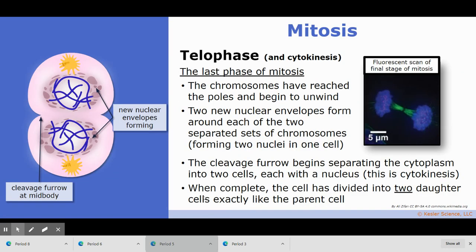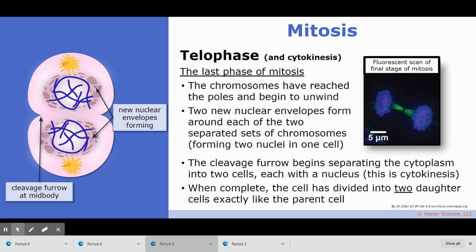Now we move on to telophase and cytokinesis. This is the last phase of mitosis. The chromosomes have reached the poles and begin to unwind. The two nuclear envelopes now are starting to form around where the separated chromosomes are. So you'll end up seeing two new nuclei forming. There's a cleavage furrow. That's just the indentation in the cytoplasm or in the cell membrane that's eventually going to completely separate, and you'll have two cells.